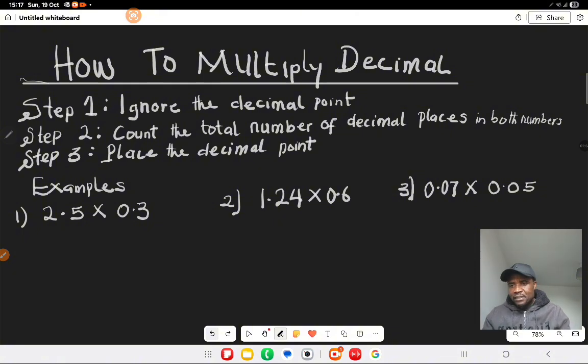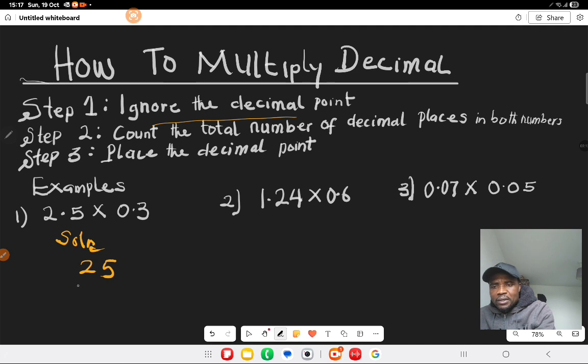So let's take an example. The first one, we have 2.5 times 0.3. What we do here, we say solution, we write 25 because the first step says ignore the decimal point. So times 3. 25 times 3, 3 times 5 gives you 15, carry 1, 3 times 2, 6 plus 1, 7. So the answer is 75.